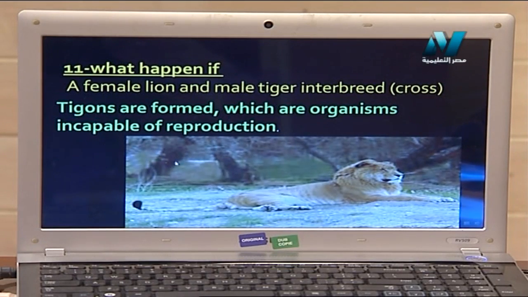This is a picture of the tigon. When you look at the picture, you will see its body is like a tiger, and its head is like a lion, because it comes from two different species. The number of chromosomes here is different between lion and tiger. This living organism cannot reproduce; it is sterile.